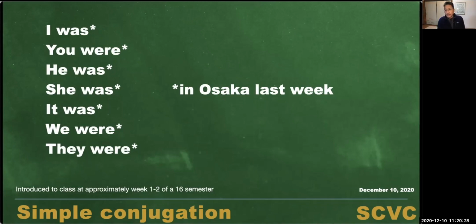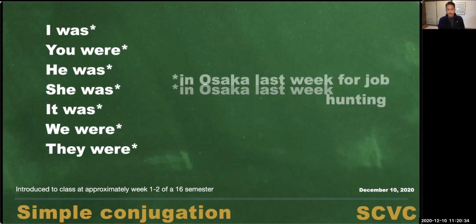I'm going to show you a particular slogan that I have called "One Idea, One Breath" a little bit later, but you can keep going. I was in Osaka last week for job hunting. Now, of course, a junior high school student wouldn't say that, but you could say something like, I was in Osaka last week for a kendo tournament. Perfectly easy for a junior high school student to imagine that happening.